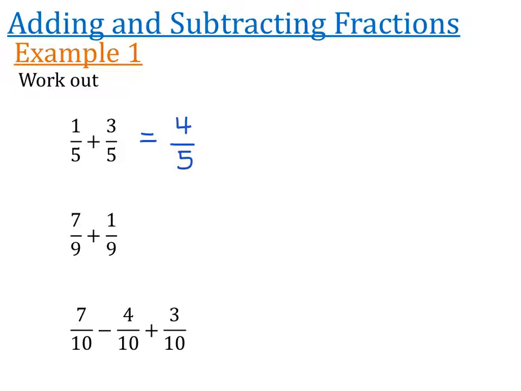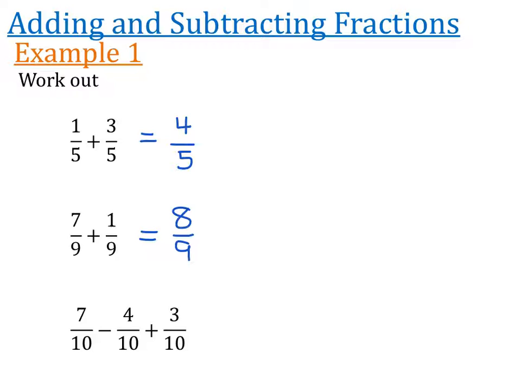So if we have 1/5 in one hand and 3/5 in the other hand, and we put them together, then 1 and 3 make 4, 4/5. Okay, same thing for the next question. So we've got 7/9 plus 1/9, which just gives us 8/9. Nothing fancy happening in either of these.